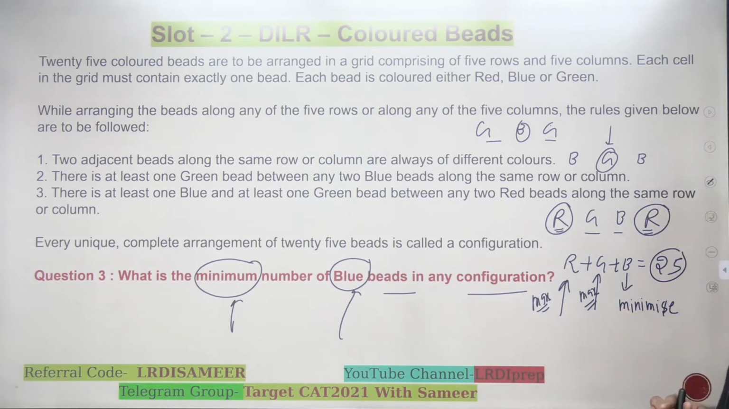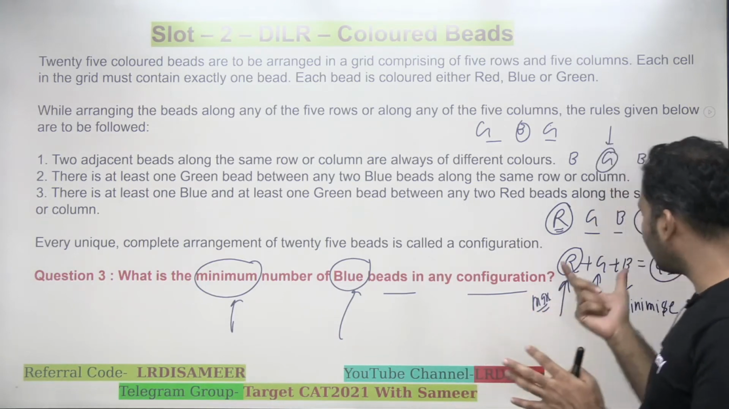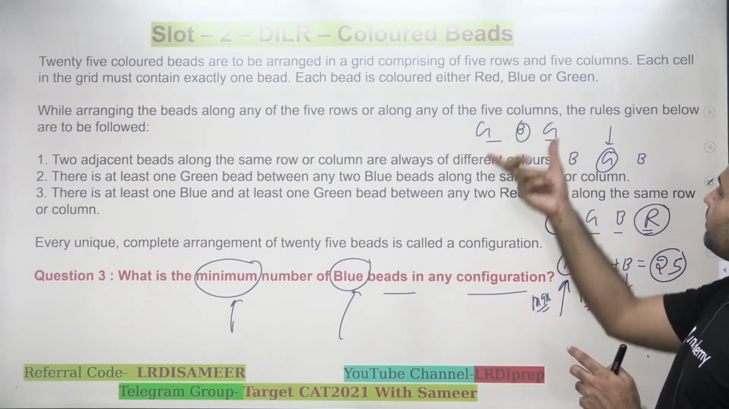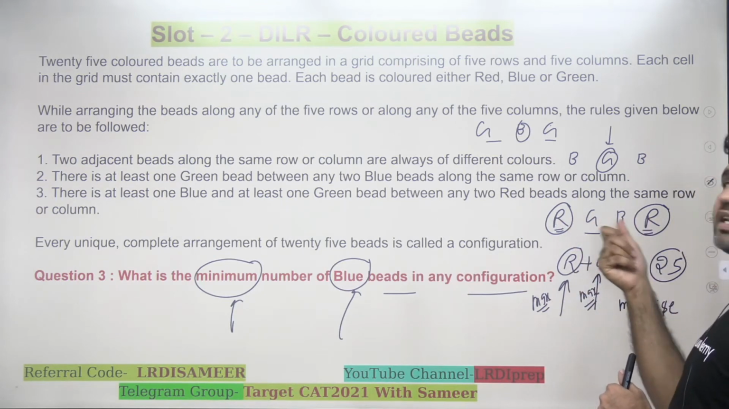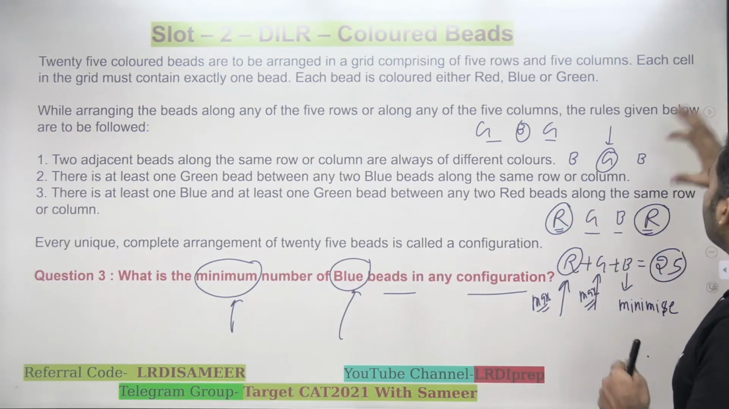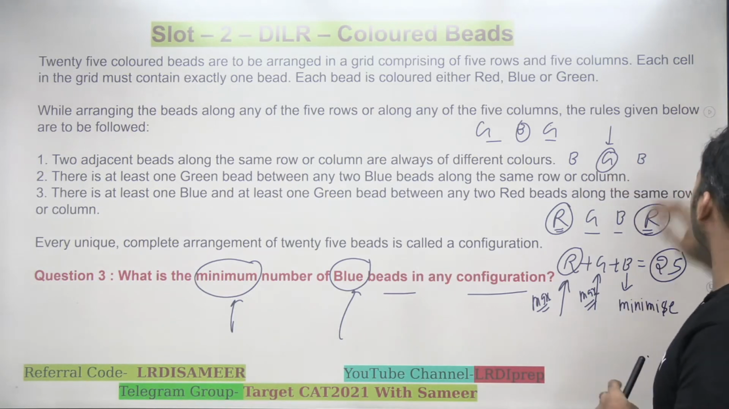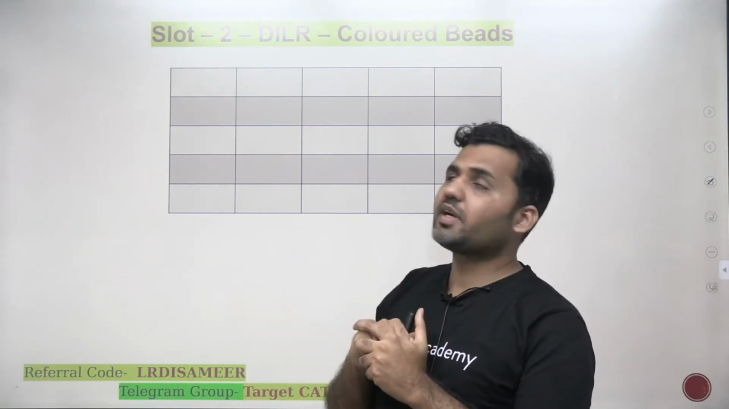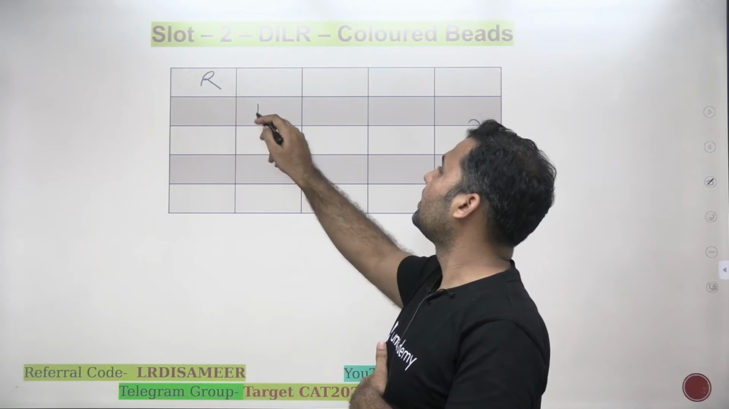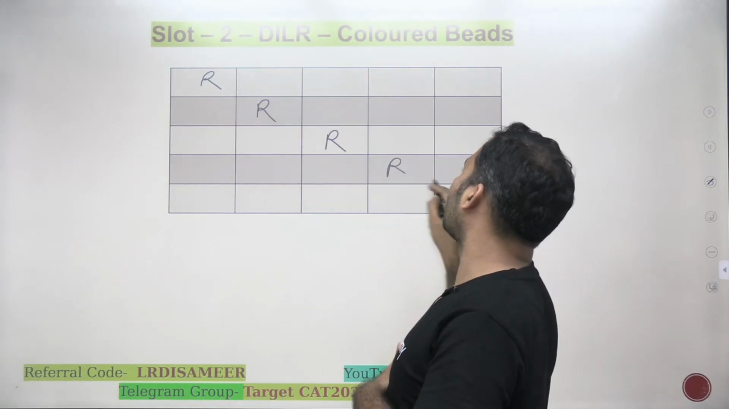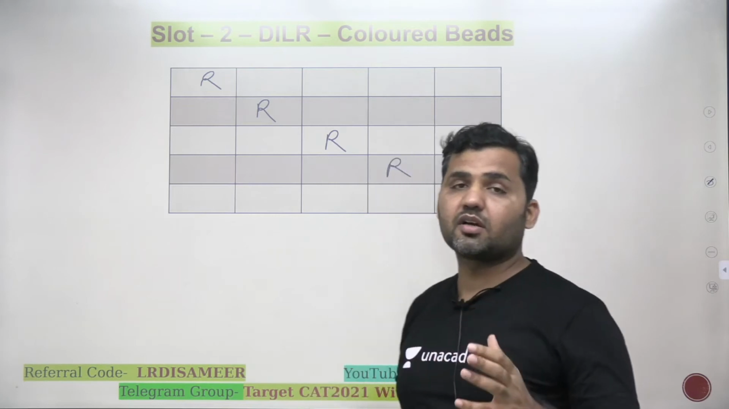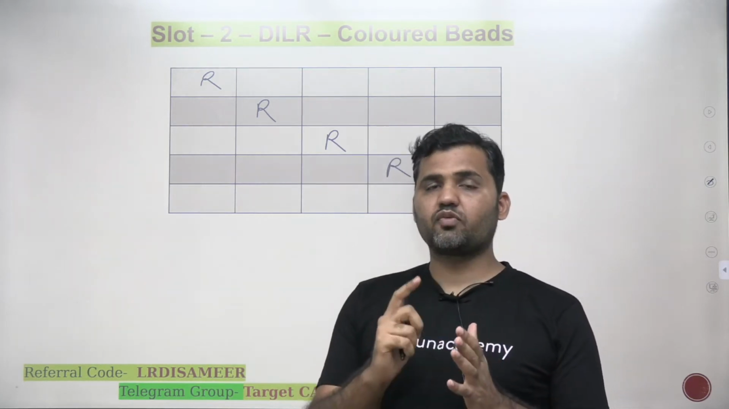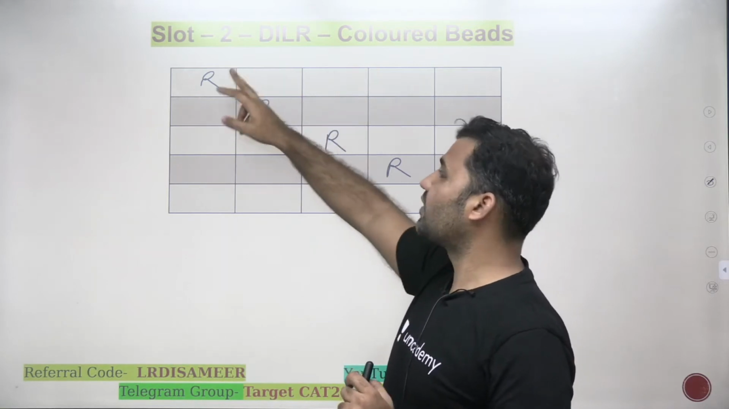So let's try to make a case: if I maximize red, if I use the maximum number of red beads, then automatically the number of cells used for this one particular arrangement would be 4, because I know that between two reds one green and one blue will come. So out of 4, one blue will come. Let's see what cases can be made. We have already seen in the previous question that to maximize red, you need to place all the reds diagonal wise, because between any two reds, the condition of one blue and one green is applicable only row wise and column wise.